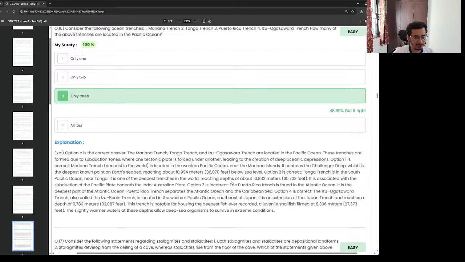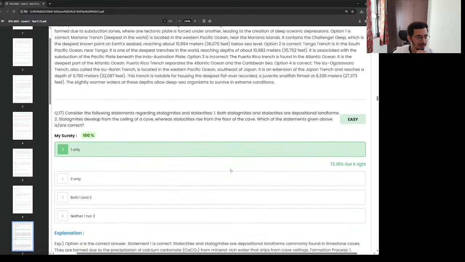Mariana is the deepest in the world. It is located in the Western Pacific near the Mariana Islands. It contains Challenger Deep, which is the deepest known point of Earth's seabed. Then option two is that Tonga is in the South Pacific Ocean near Tonga. Yeah, all of that is accurate. I think Tonga also has a big underwater volcano which recently erupted. It had a very cool video if anyone wants to watch it. Then Izu-Ogasawara Trench, also called the Izu-Bonin Trench. Okay, why would you call it Bonin? You can just call it Western Pacific Ocean, southeast of Japan.